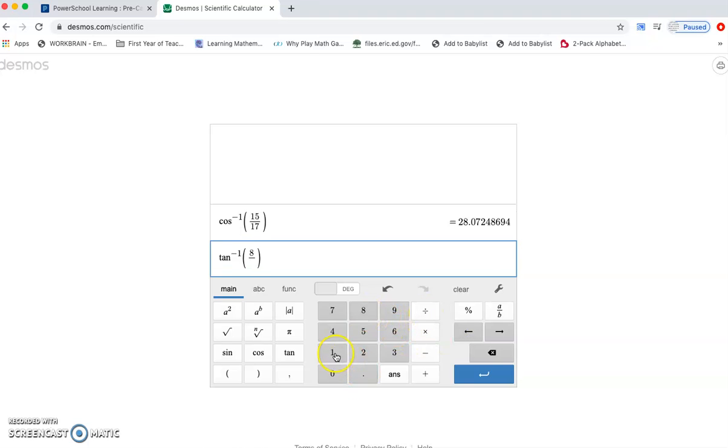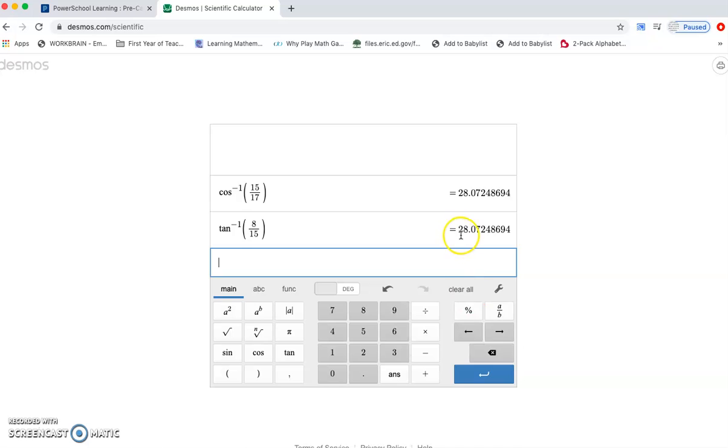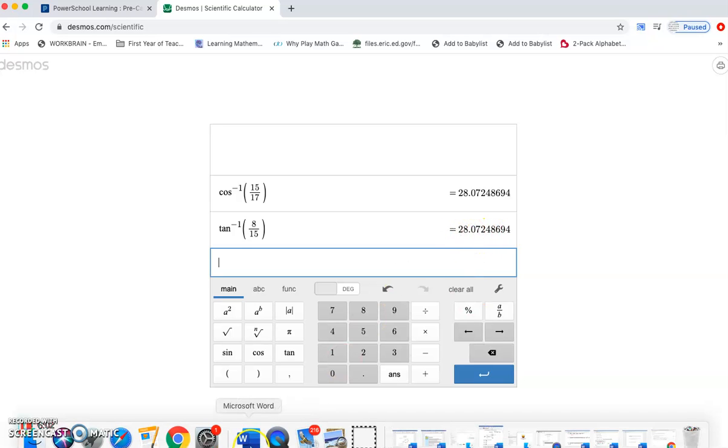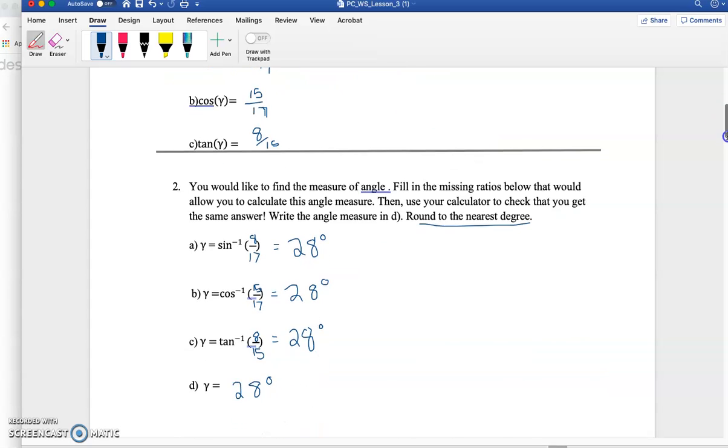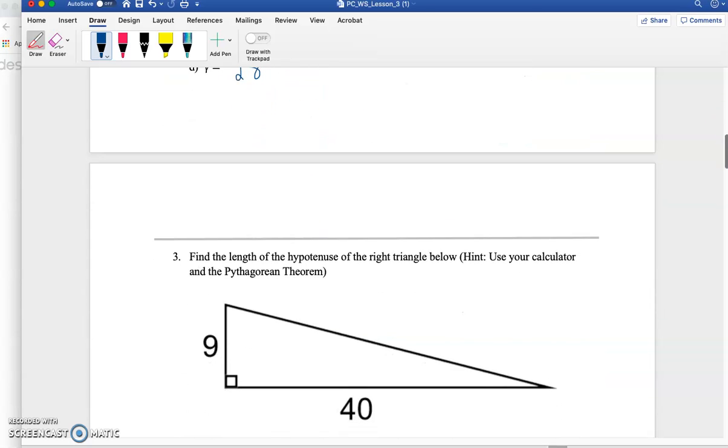8 divided by 15. Look at that. It also gives us 28.07. So our angle of reference is 28 degrees. So it says for D, we're going to write your angle measurement. That's just 28 degrees. Once we evaluated each of these, it all said 28 degrees. Okay, and so that completes numbers 1 and 2.